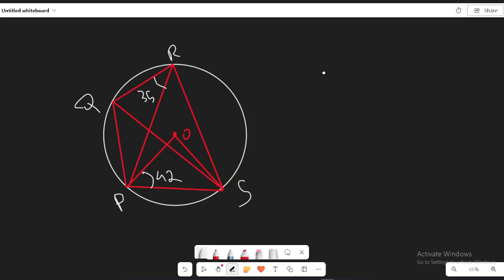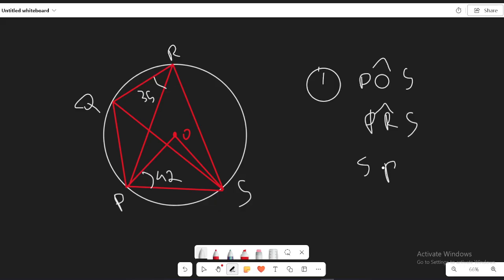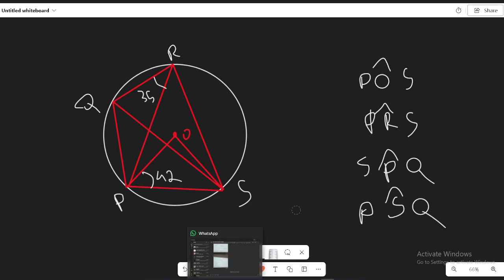The questions are to find POS, PRS, SPQ, and PSQ. Before you do any of these, this is what I recommend. This is a life hack: first just get as many of the angles from the diagram as possible. Let's find out all of them.